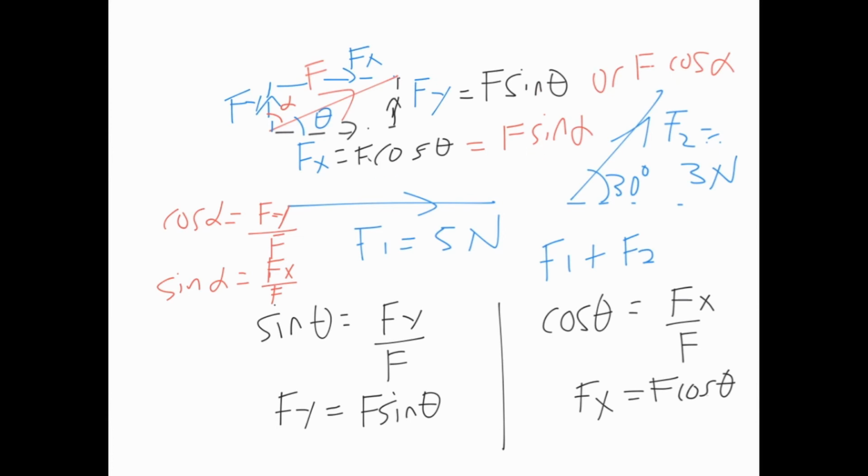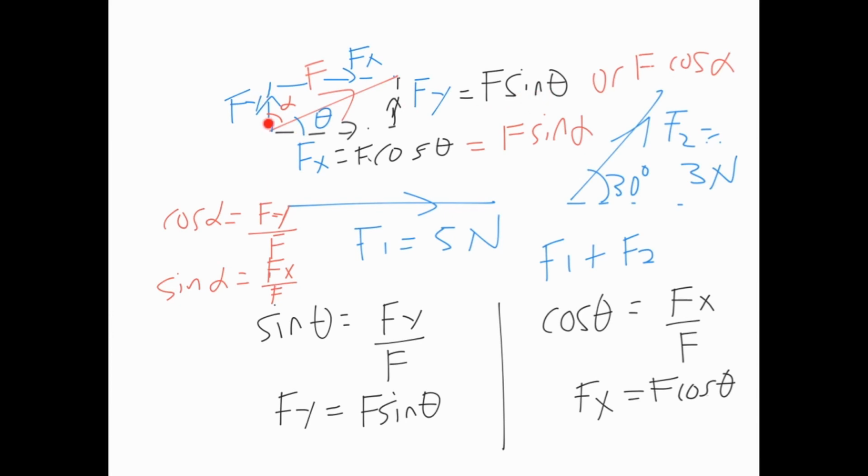So is there a shortcut instead of doing all this all the time? I say there's a shortcut. The shortcut is like this. If I have this resultant and I have these two components, the component that shares the angle with my resultant will always be cos. The component which is opposite to the angle will be sine.